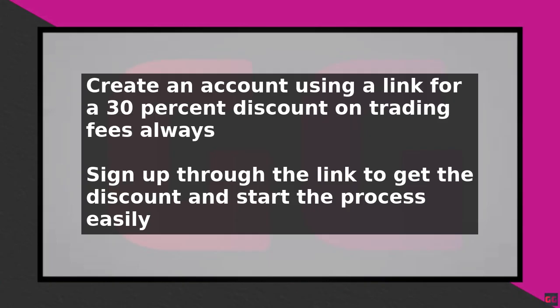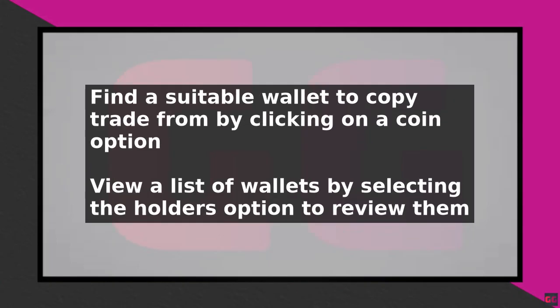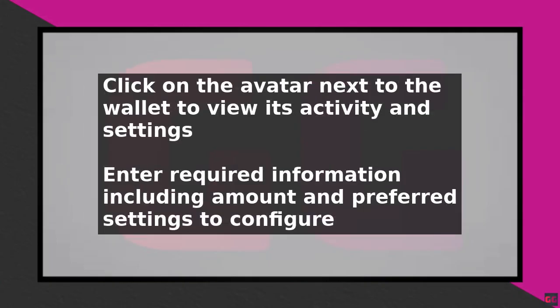Once you have an account, find a suitable wallet to copy trade from, as this is a crucial step in the process. A good wallet can be found by clicking on a coin, then selecting the holder's option to view a list of wallets. From this list, you can access and review different wallets to find a suitable one.